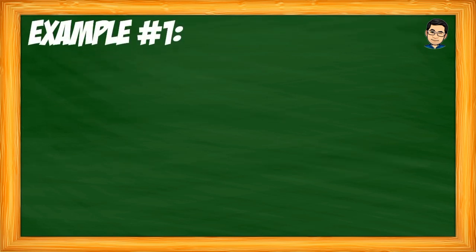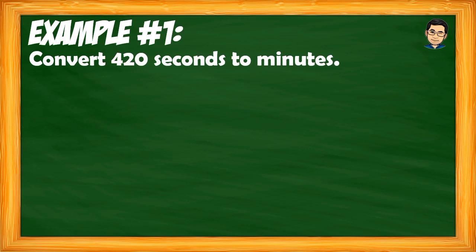So, let's have example number 1. Convert 420 seconds to minutes. So, kailangan natin i-convert yung seconds to minutes. Based sa conversion factors natin, 1 minute is equivalent to 60 seconds. By the way, ang abbreviation ng minute or minutes is MIN. Seconds naman, S lang po.